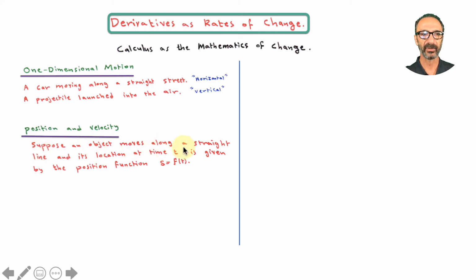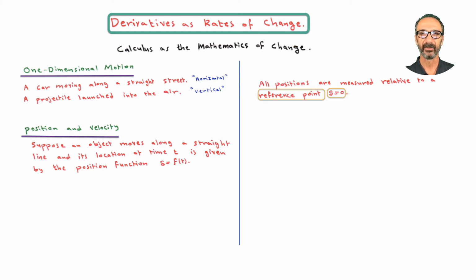Suppose an object moves along a straight line and its location at time t is given by the position function s equals f of t. All positions are measured relative to a reference point s equals 0. So if you start at location 5 on the number line and move to, let's say, number 7, you move two units. That's called displacement. But we prefer to have the position count from 0, not from 5.